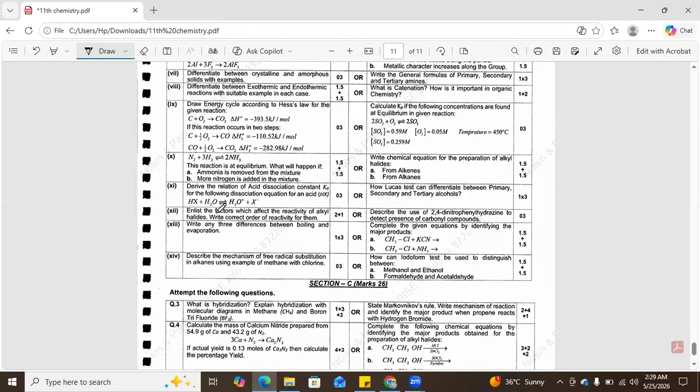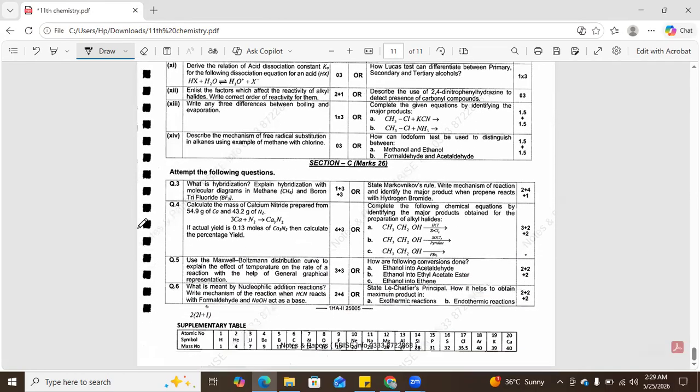Derive the relation of acid dissociation constant Ka for the following dissociation equation for an acid. So this is the equation. And list the factors which affect the reactivity of alkyl halides. Write correct order of the reactivity for them. Write any three differences between boiling and evaporation. And the last question is describe the mechanism of free radical substitution in alkanes using example of methane with chlorine.